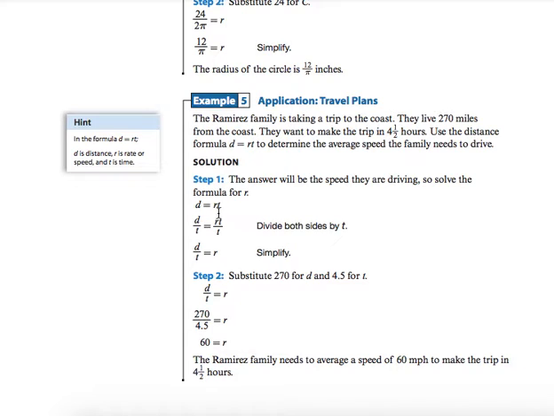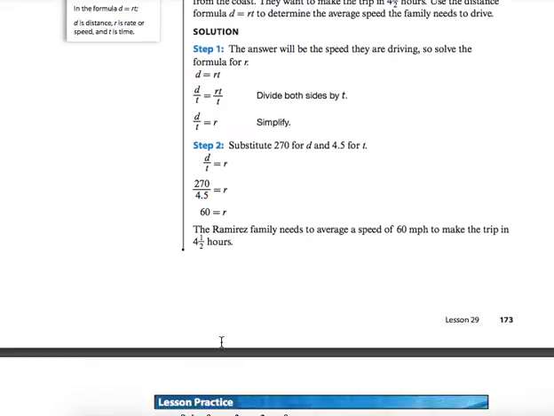d equals rt. How do you get r by itself? You divide by t on both sides, and now you have a new equation, r equals d over t. Plug in what you know. d is 270. t is 4.5. 270 divided by 4.5 is going to give you 60. They need to drive 60 miles per hour in order to make their goal. That makes sense, just because that's close to what the speed limit would be.